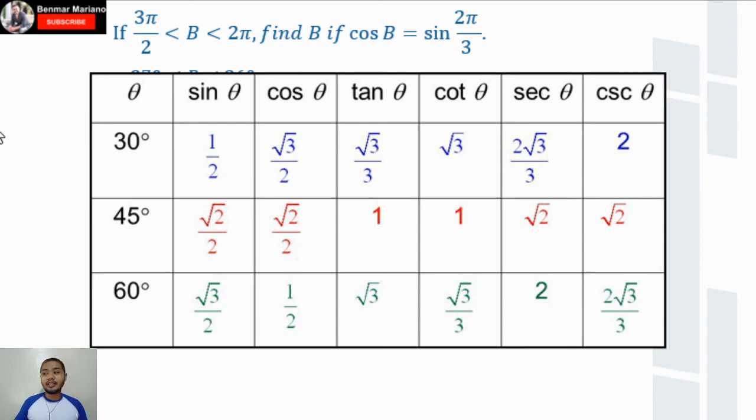What I want you to identify here is that on this table, you can already see that cosine 30 is actually square root of 3 over 2. But that's not the reason why I show you this table. I want you to observe this one. Sine 60 and cosine 30, they are equal. Cotangent 30 and tangent 60, they are equal. Secant 45 and cosecant 45, they are equal. Sine 30 and cosine 60, they are equal.